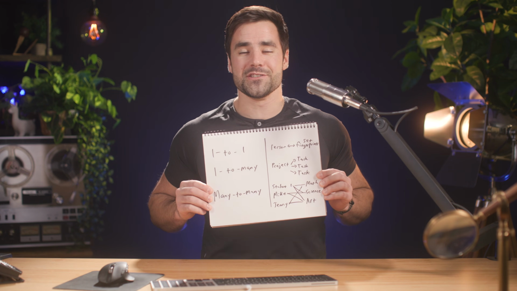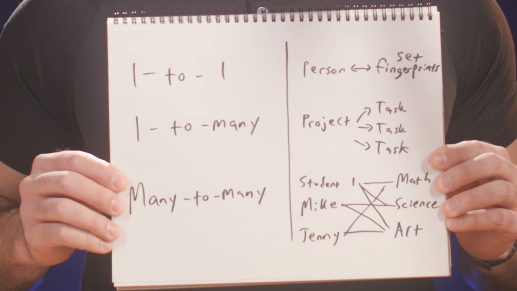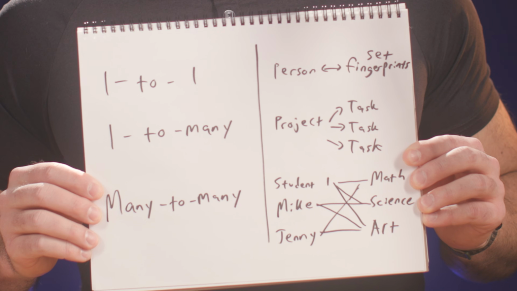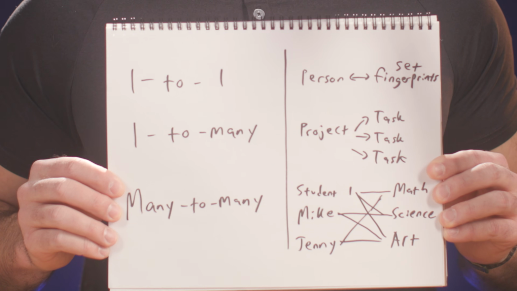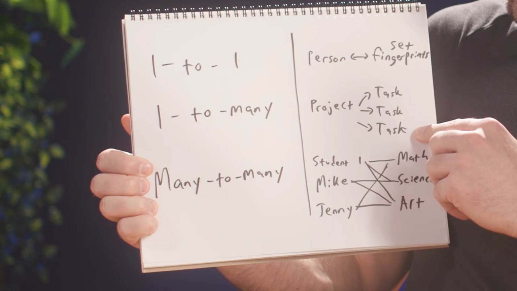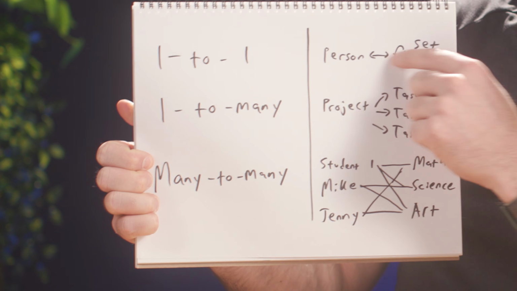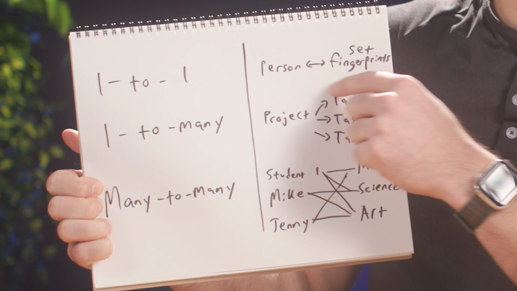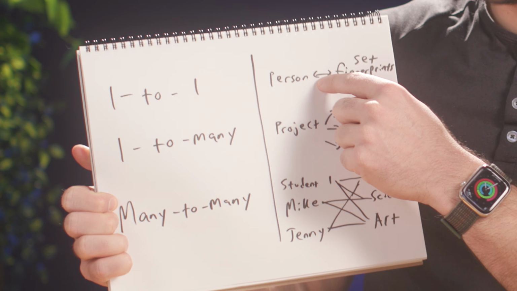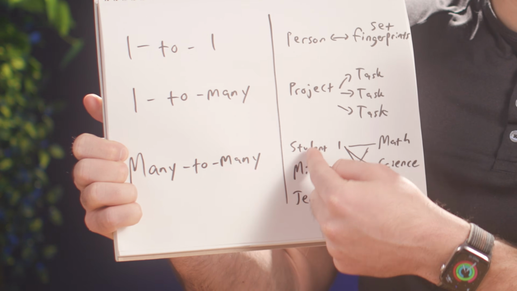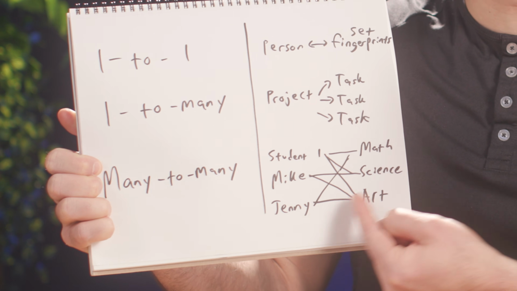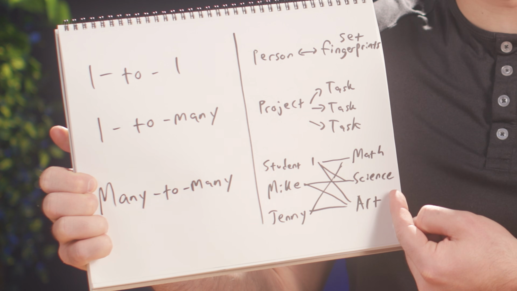So I'm going to put it right here and zoom in a little bit. We have one-to-one relationships, we have one-to-many relationships, and we have many-to-many relationships. So you can see here an example of a one-to-one relationship would be a person to a set of fingerprints. A person can only have one set of fingerprints and vice versa. A many-to-many relationship would be like students and classes. Every student could be in multiple classes where every class has multiple students.